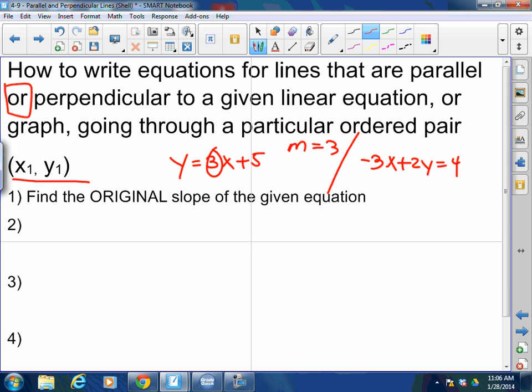What would I have to do in this second situation in order to find my slope? Sir, you have to solve for y. Very good. So you would add 3x to both sides. So I got 2y equals 3x plus 4, divide by 2, and then y would equal 3/2 x plus 2, and that would be my slope. So they're not always going to give it to you, boom, easy.